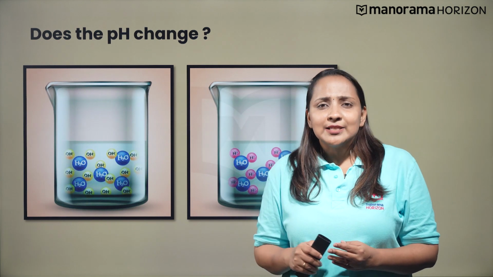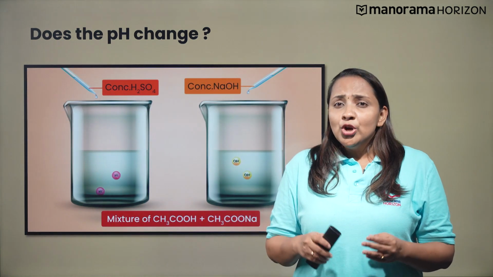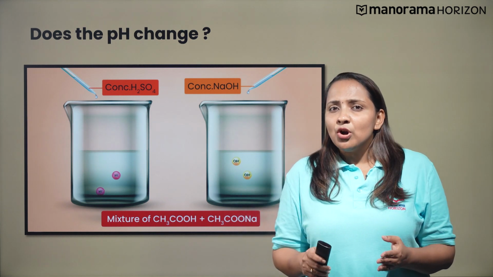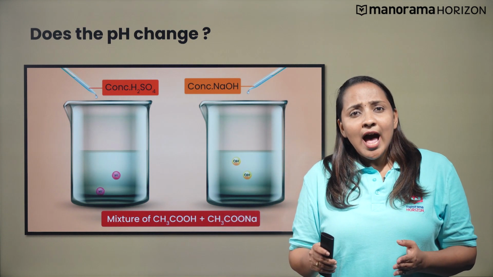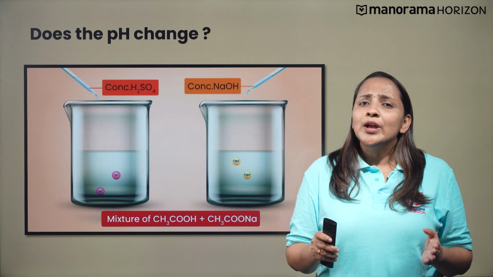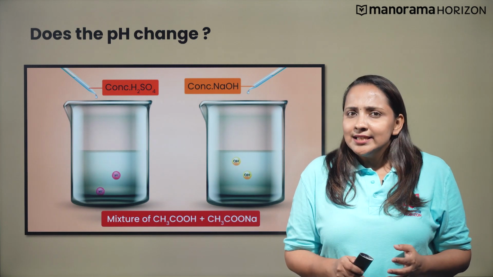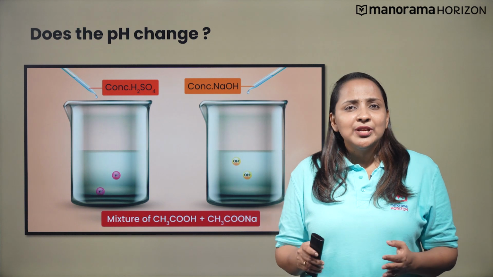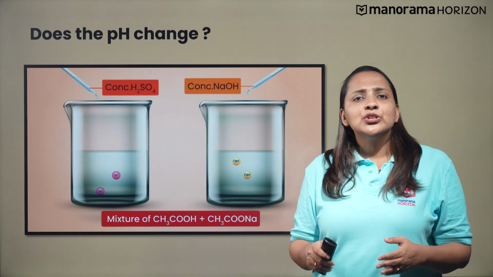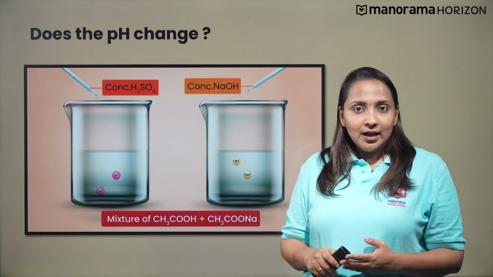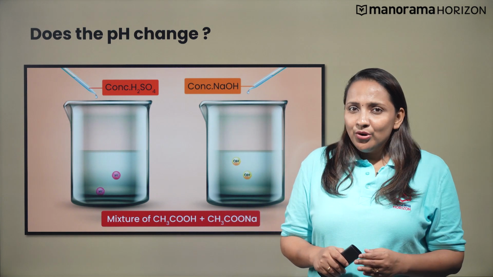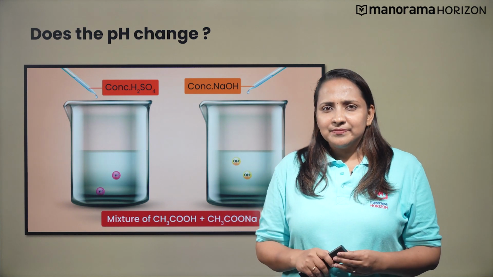acidic or basic respectively. Now, you may add a drop of acid or base to 1 liter of a mixture of CH3COOH and CH3COONa. In this case, you may realize that the pH of the solution is not appreciably changed with the addition of acid or base. Such solutions are called buffers. In this video, we will learn about buffers.